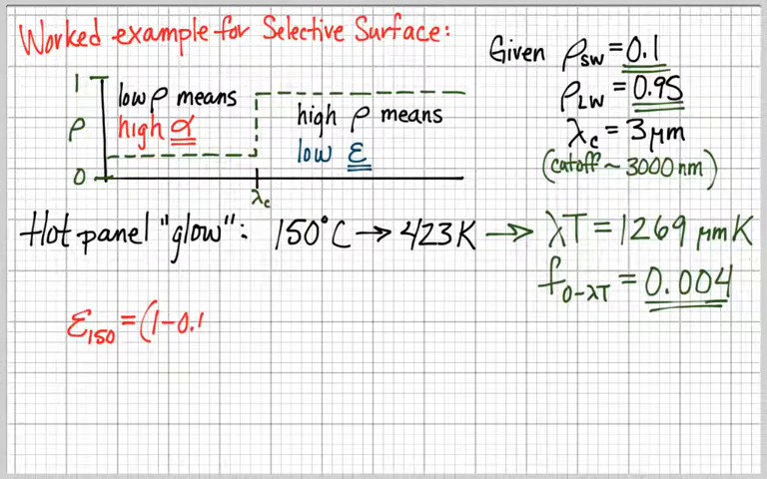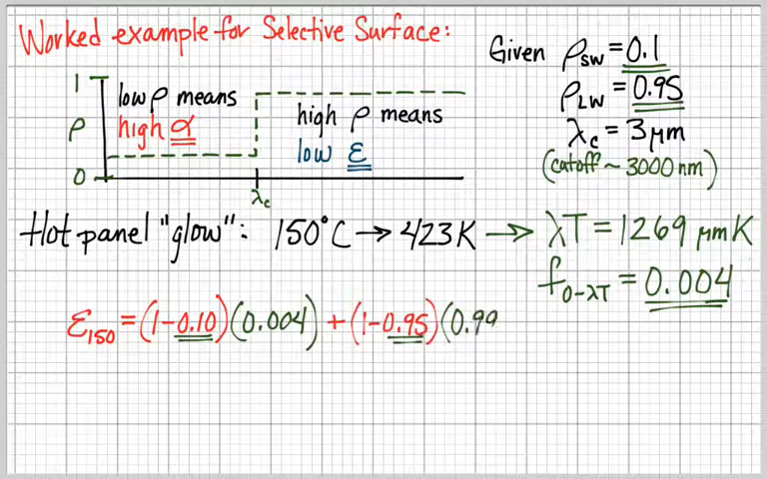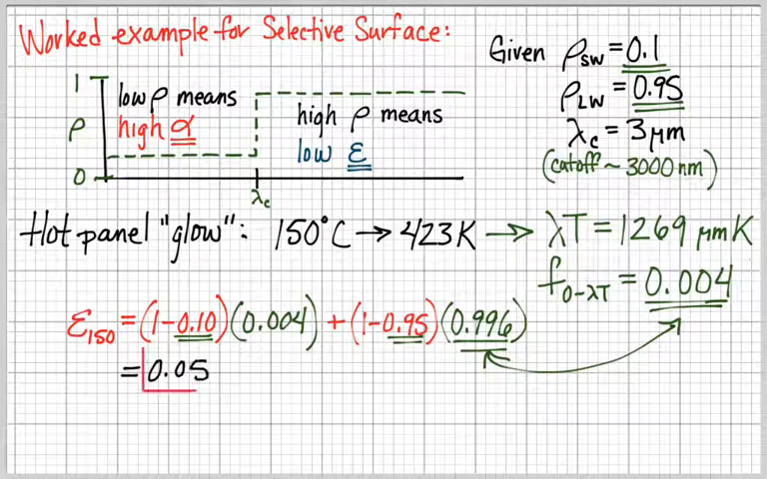And so the emittance here is going to be 1 minus 0.95 for epsilon, because we're using Kirchhoff's law along with this. And the 0.004 here is going to be the fraction of light under the curve from 0 to lambda T. And then I have my long wave component where we see that the vast majority of the long wave is coming in here. It's still going to give me an emittance of 0.05, which is fairly low. We knew this was a low emittance material.